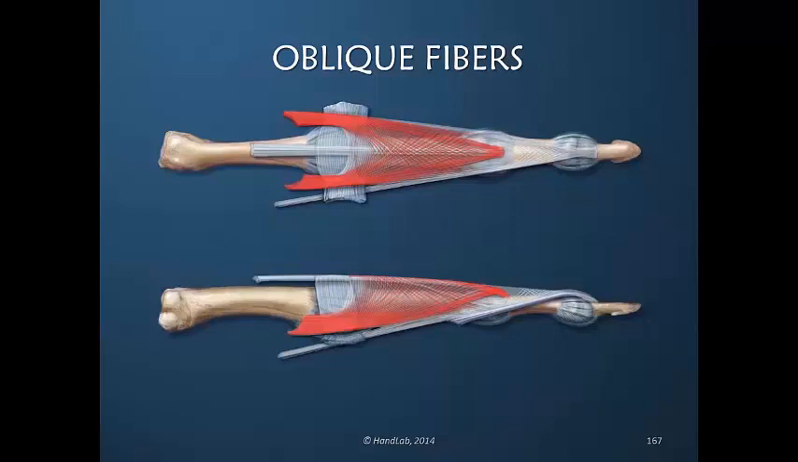That's one reason that we are unable to extend the PIP joint without also extending the DIP joint, because all of this needs to move together. So this power, although it appears to be directed toward PIP joint extension, it is actually shared power that is influencing the entire dorsal apparatus.